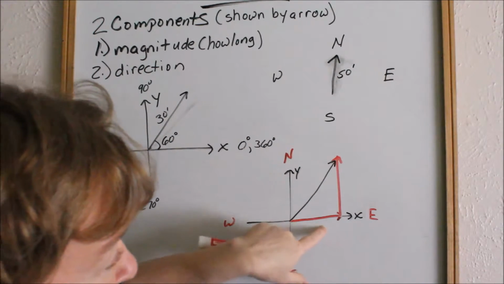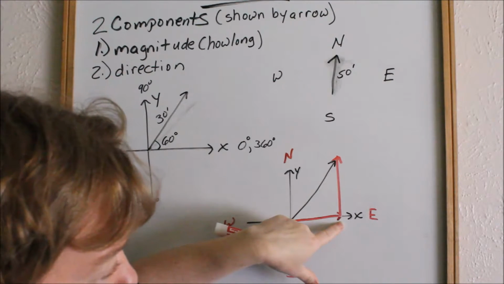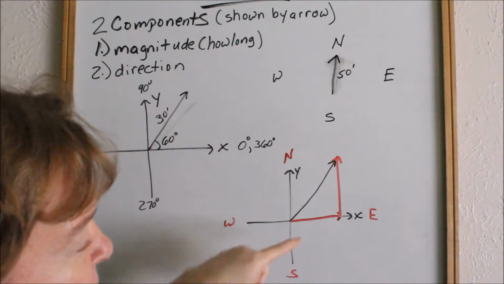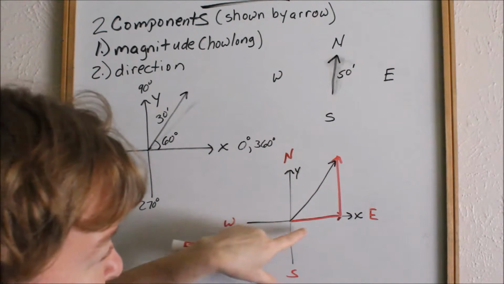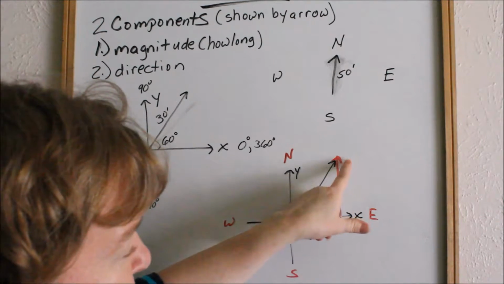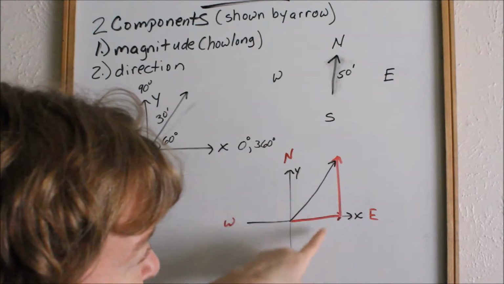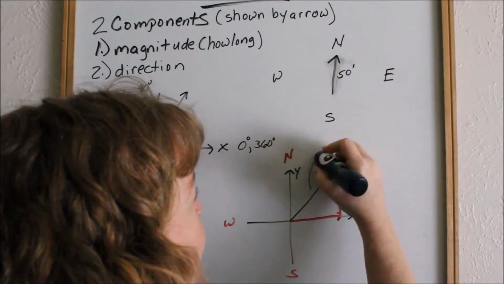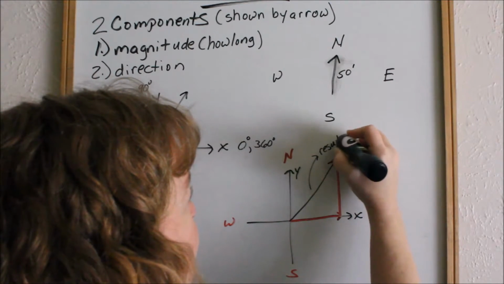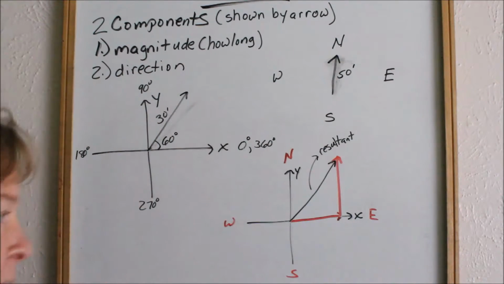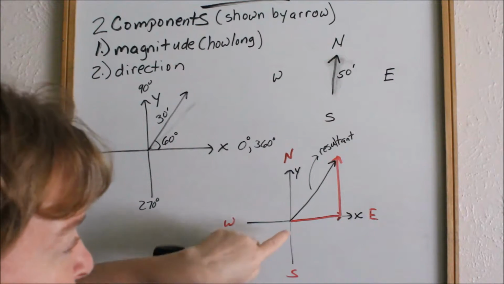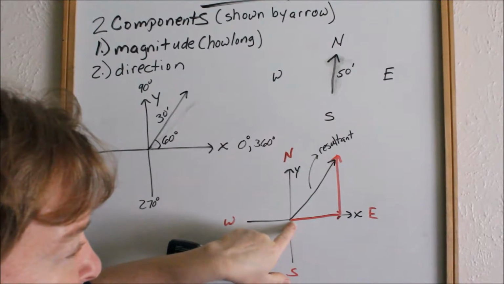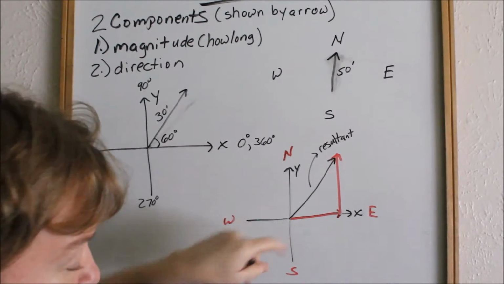One thing about vectors is vectors are drawn head to tail. Here I stopped at this point, that's the head of the first one, and so I draw the tail of the second one there. So I went to the east, and then I turned and went north, and when I add these two vectors together, I get the resultant vector. This vector right here is called the resultant. And the resultant starts at the origin. It starts at the same place that the first vector starts at. My first vector started here. The resultant also starts there.